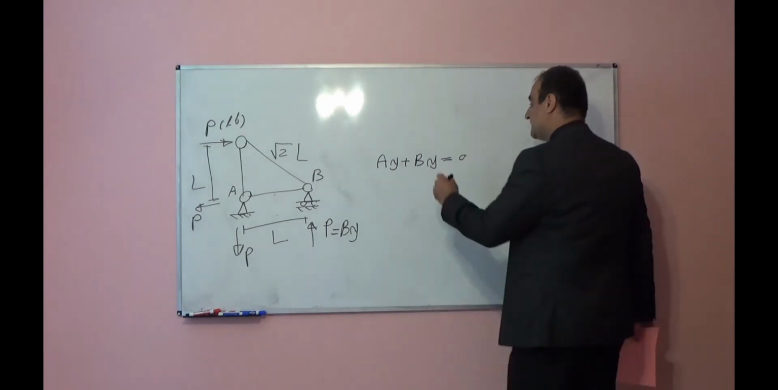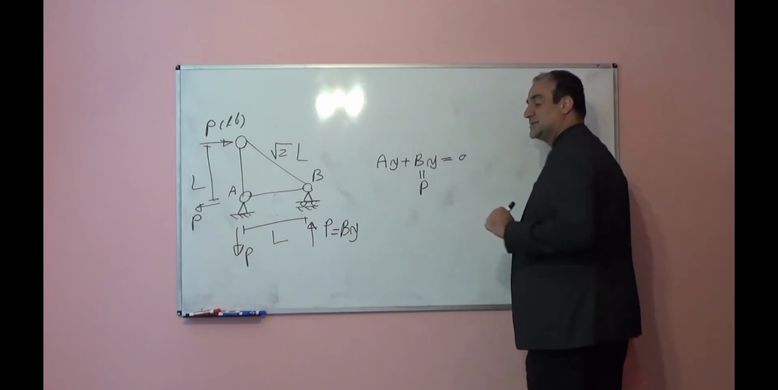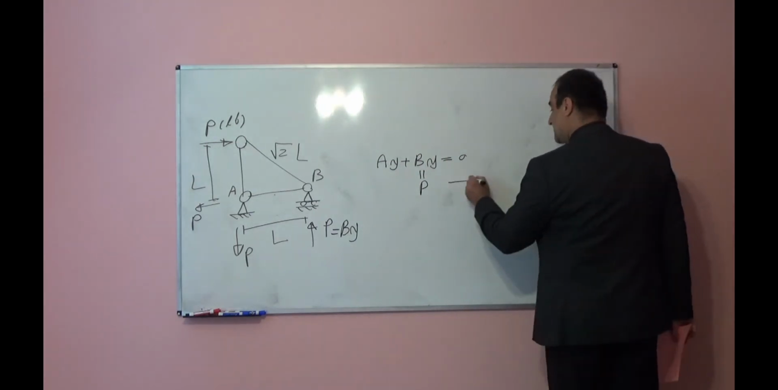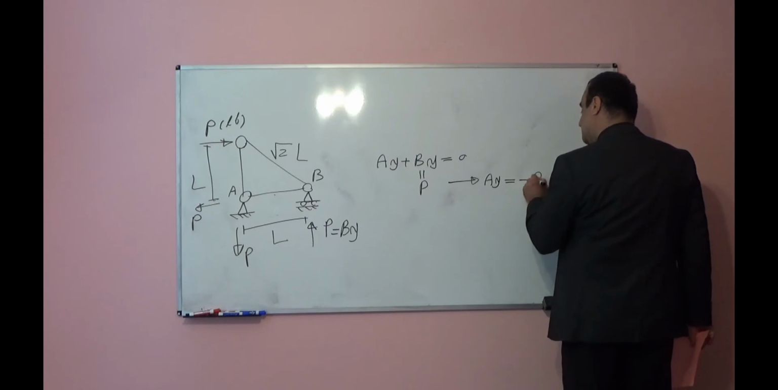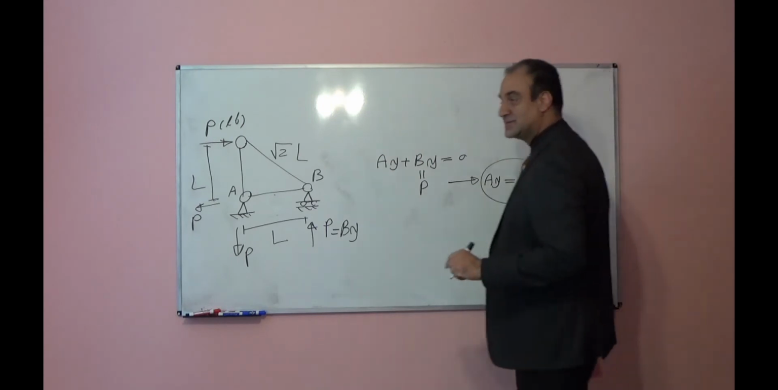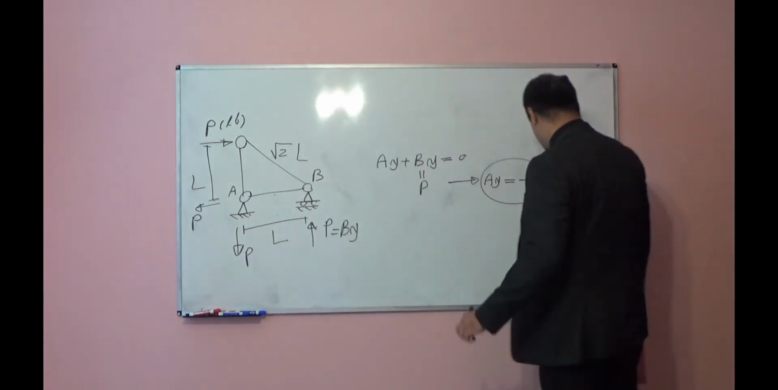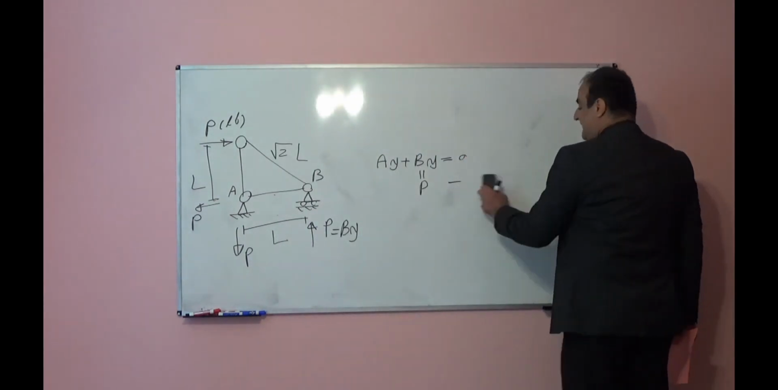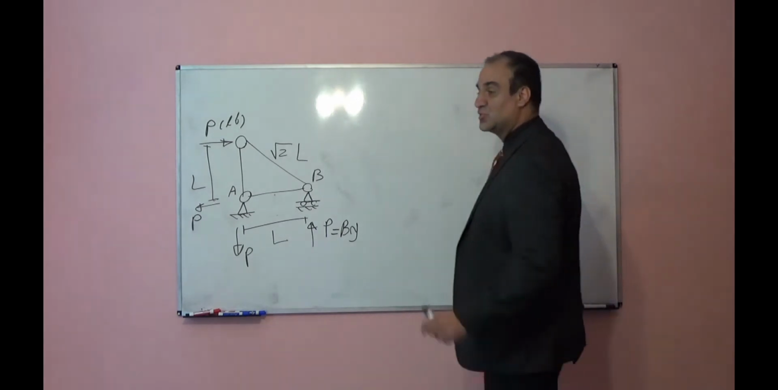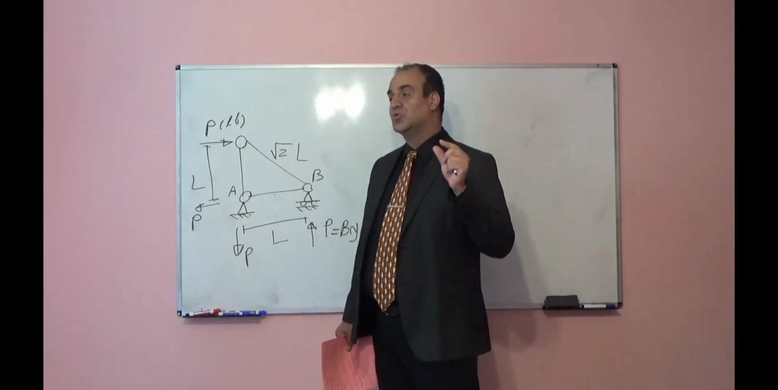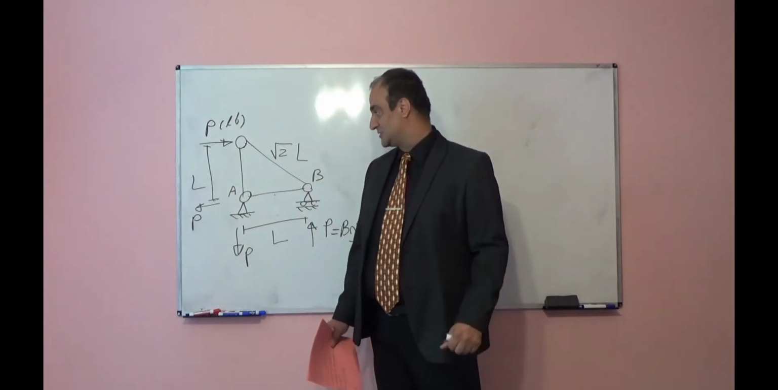Because BY was equal to P, from here if I plug in P instead of BY, I can find AY is equal to negative P. Negative P means it is P in the inverse direction, downward instead of upward. After I find the reactions, I should start from a joint. We have 2 members attached to that joint, or we have 2 unknowns.